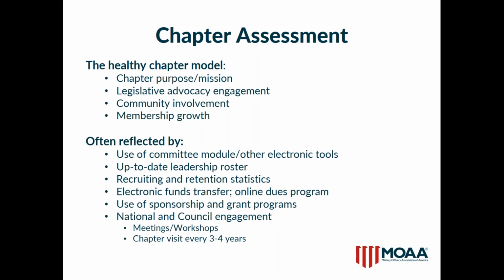So you will see us. You should hear from us when the chapter is overdue for a visit, and that means anytime after about 3.5 years, one of our chapter affairs specialists will contact you via email and ask if we can set up a meeting. And that's our opportunity to come out and speak with you and give you updates on all of these programs that I'm talking about today, but more on a one-on-one kind of basis.